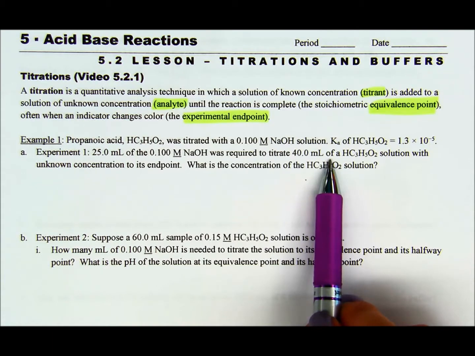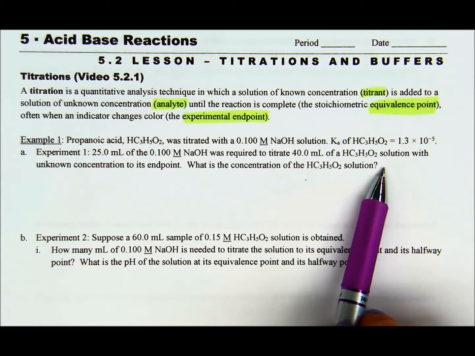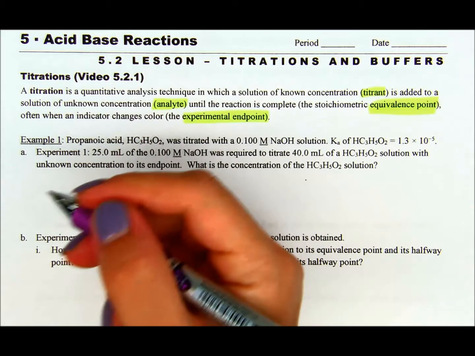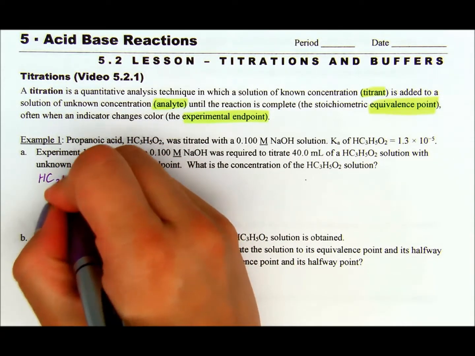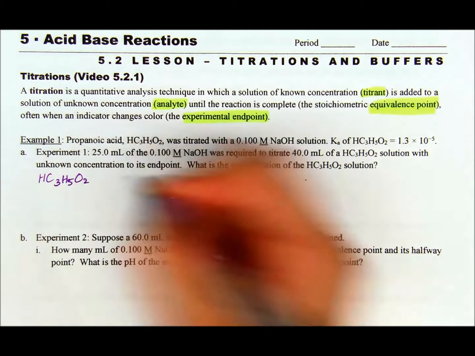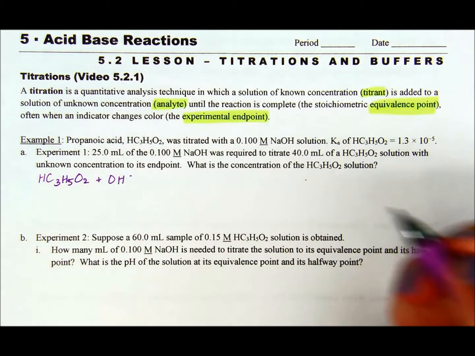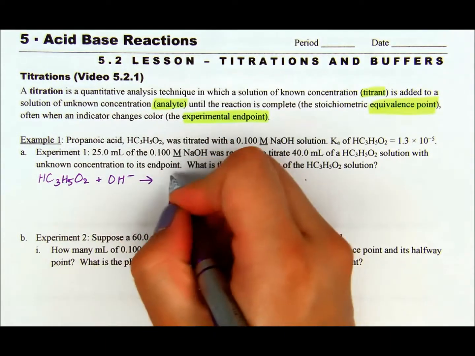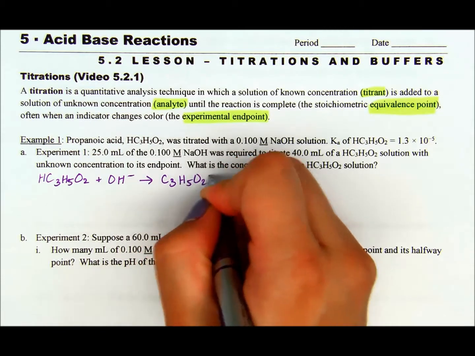So this whole process of going to the equivalence point is just stoichiometry. So first thing I'm going to do is just go ahead and write our reaction so we can see what's happening here. So propanoic acid, and you don't need to memorize this, this will be given to you, plus sodium hydroxide. We don't care about the sodiums, it's a spectator ion. So we're writing our net ionic, and that's going to go to C3H5O2 minus.